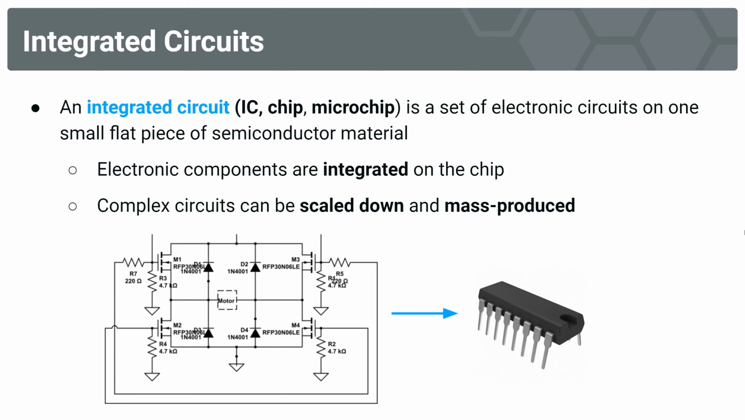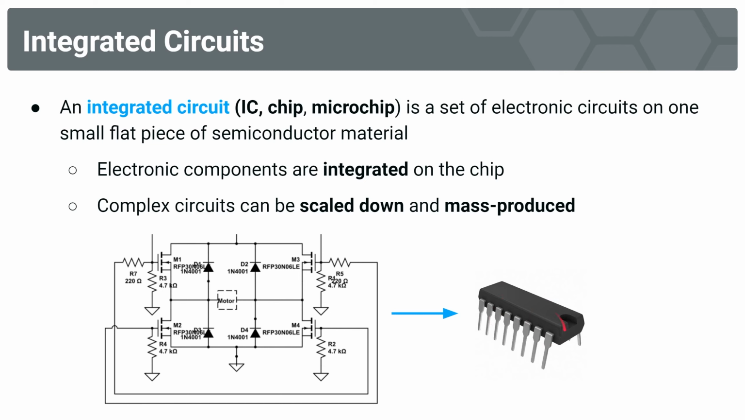This enables us to take complex circuits like in the diagram shown here and scale them down to what ends up being minuscule sized components. This is the IC, chip, microchip, integrated circuit. Again, all the same name. It can be scaled down and mass produced.